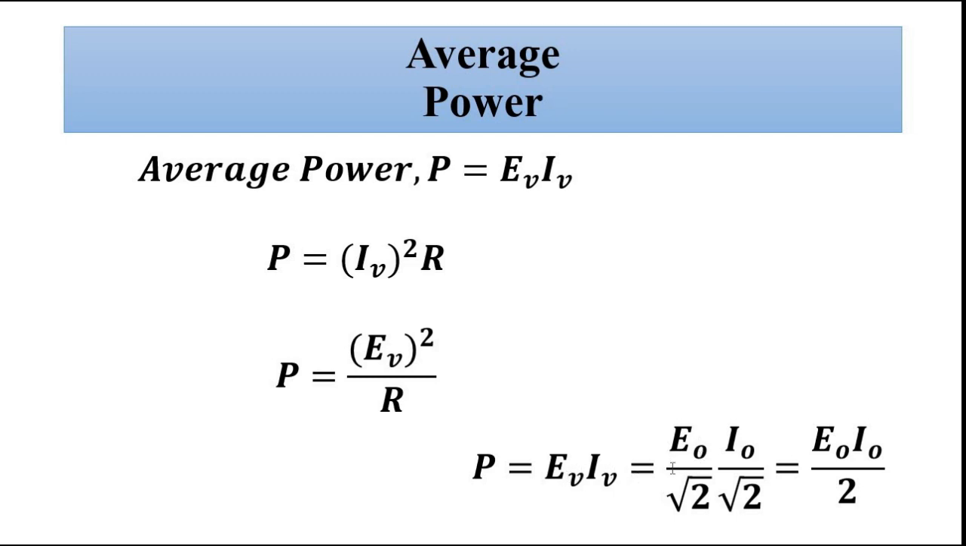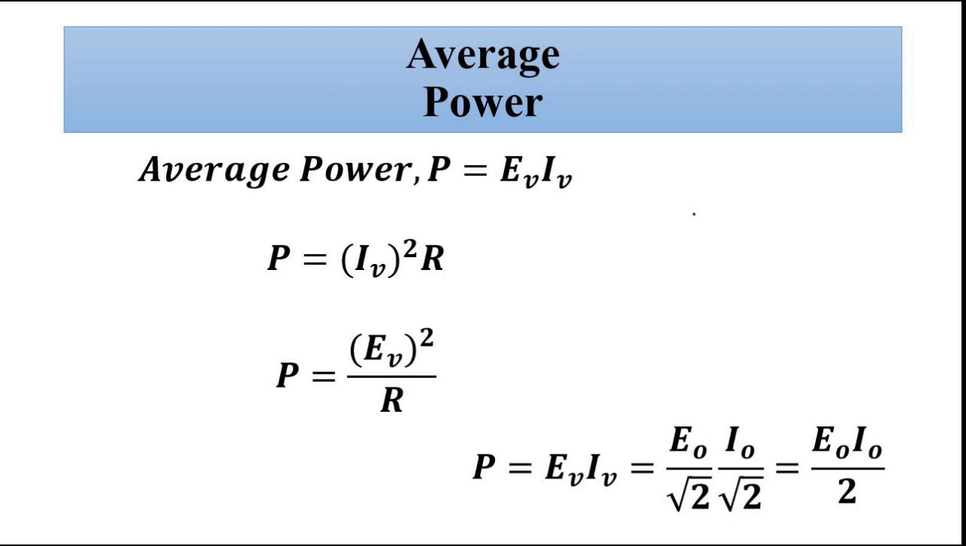As we know, the RMS or virtual values of voltage and current are equal to 1 by root 2 times the amplitude of voltage and current. So EV into IV is equal to E0 by root 2 into I0 by root 2, that is equal to 1 by 2 E0 I0. That is the average power.